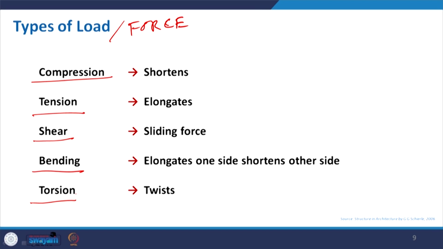If a compressive force is applied, the object will be shortened. If tension, it will elongate. If it is shear, the parts will slide against each other. If it is bending, one side may elongate and get bent and the other side will shorten. So, due to bending, one side will have compression and the other will have tension. Both happen in bending, and torsion is basically the twist.